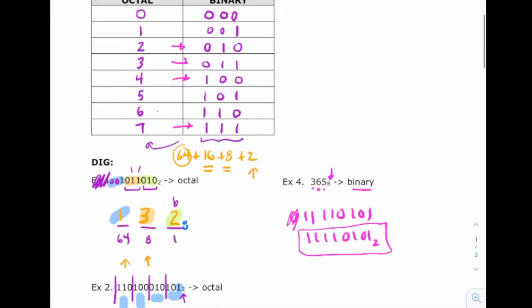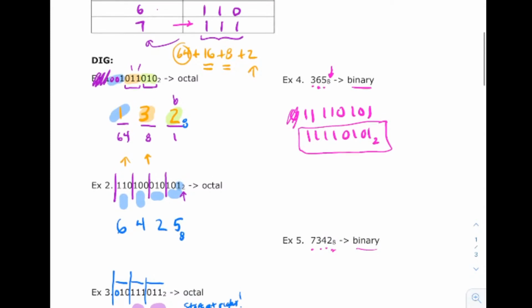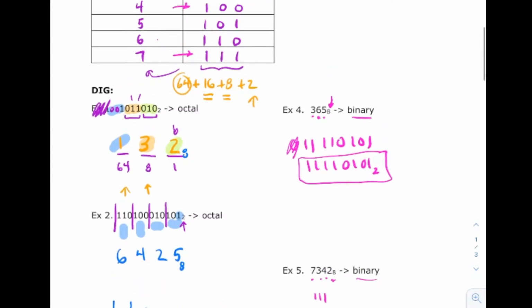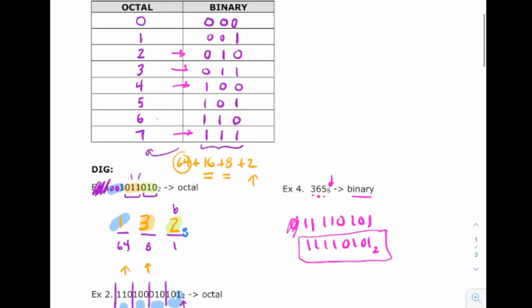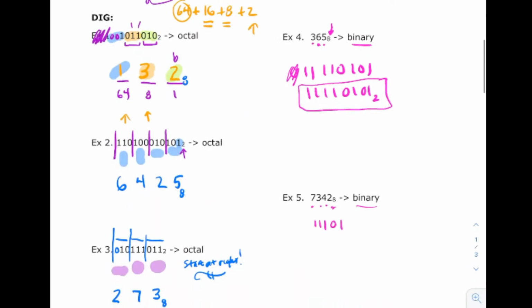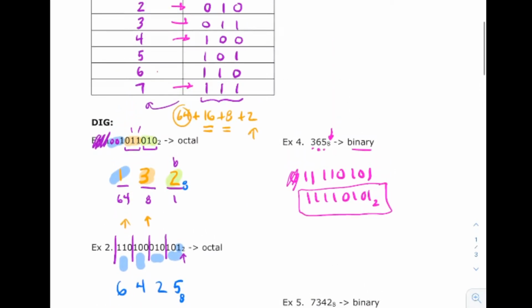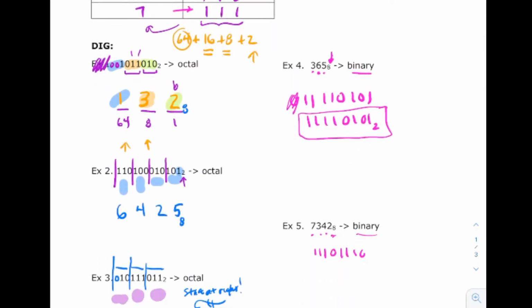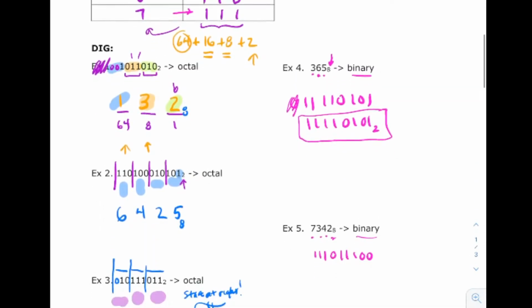So the 7 is a 1, 1, 1. And the 3 is a 0, 1, 1. And the 4 is a 1, 0, 0. And then the 2 is a 0, 1, 0. And now you're done. Ain't that slick?